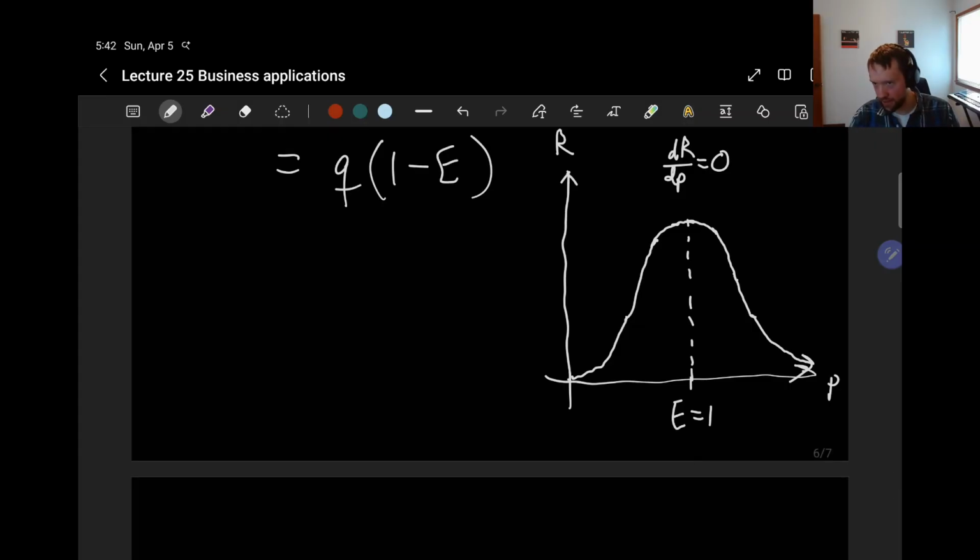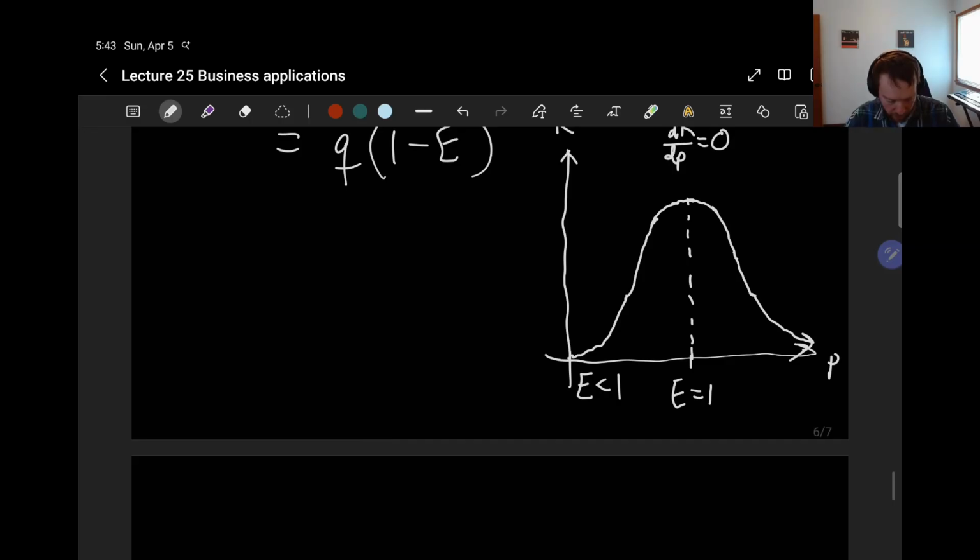Now, how do I know that it's a maximum rather than a minimum? Well, I'll show you in a second. I mean, obviously it looks like a maximum in the picture, but I haven't told you why this picture is true. So what's happening over here on the left, this is when our demand is inelastic, when E is less than 1.